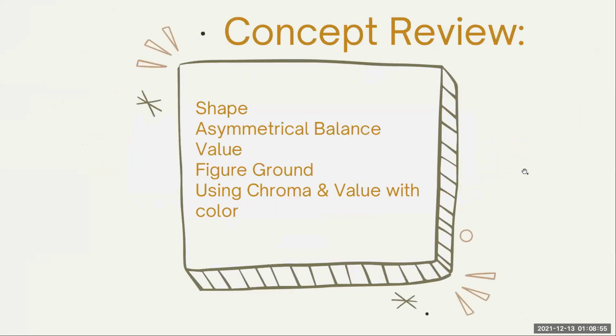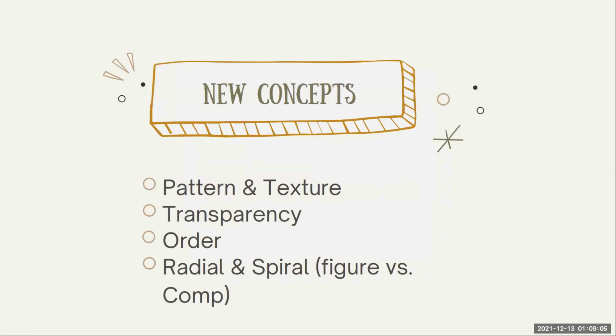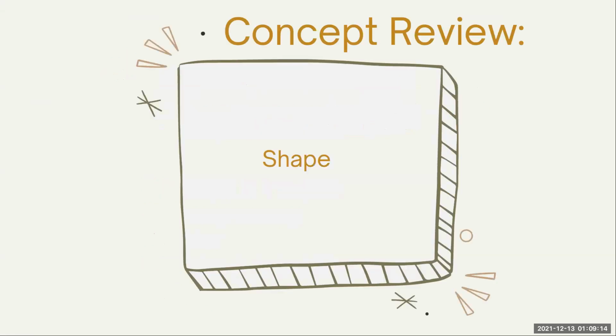Welcome to Unit 8. Some concepts to remember: shape, asymmetrical balance, value, figure ground, and chroma and value, using those two things with color. New concepts that we will investigate: pattern and texture, transparency, order, radial and spiral, figure versus composition. Let's start with our concept review.